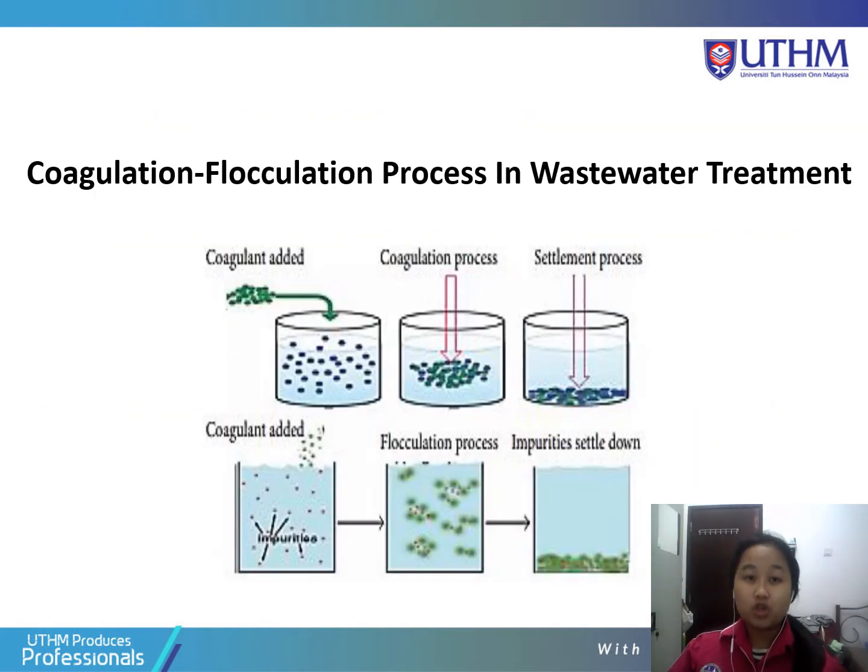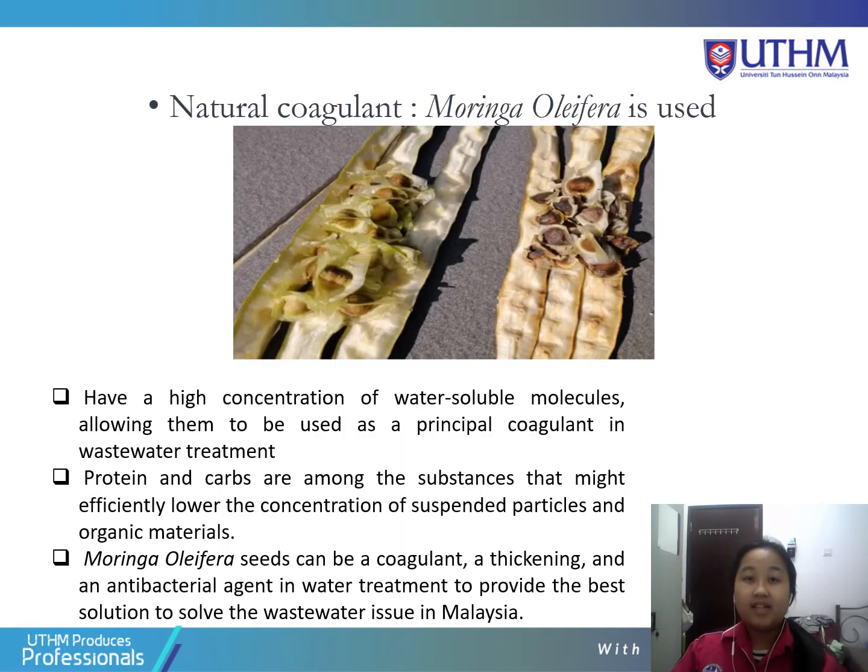The figure shows the coagulation-flocculation process in wastewater treatment. From the figure, after the coagulant is added, the destabilizing of particles occurs, and the giant floc forms under the flocculation process. Next, the natural coagulant, which is Moringa oleifera seed, is used in the research.